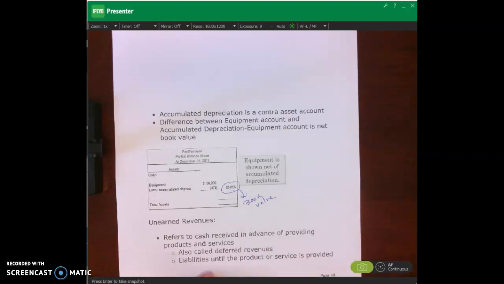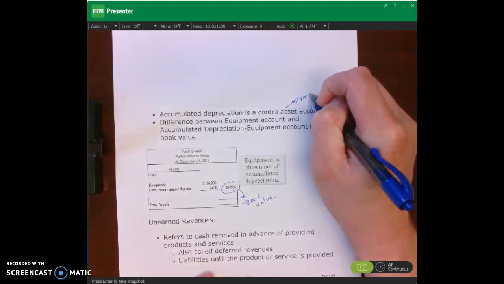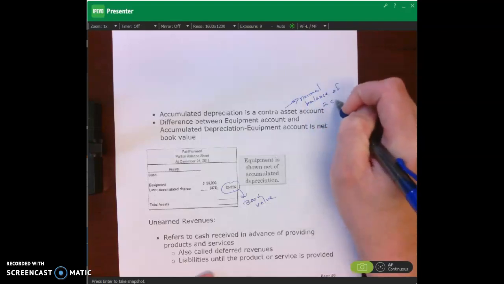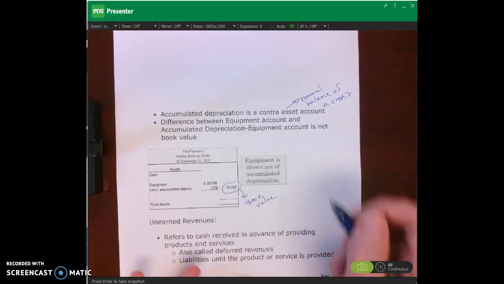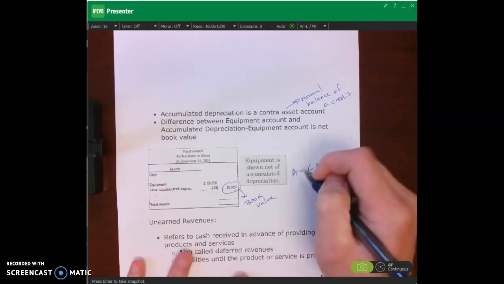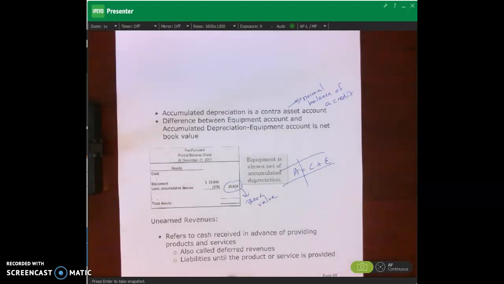Okay? It's called a contra asset account, which means it has the normal balance of a credit. The normal balance is a credit. Okay, it's a contra asset account. So let's talk about how this keeps the accounting equation in balance. Okay, so remember we have our assets equals liabilities plus equity as our accounting equation. How does that journal entry that we just did, debit depreciation expense, credit accumulated depreciation, relate to the accounting equation?